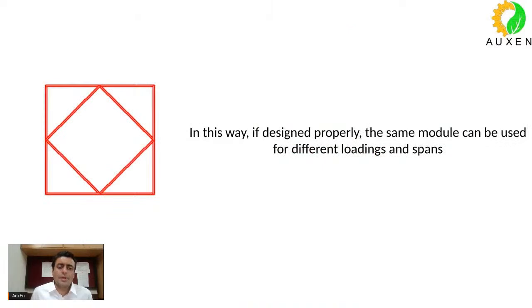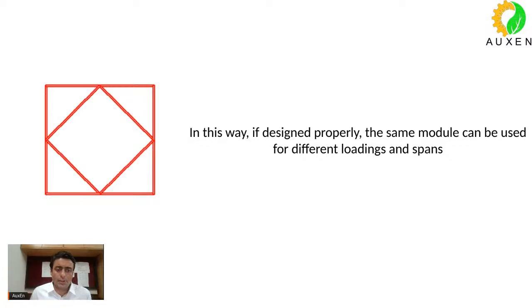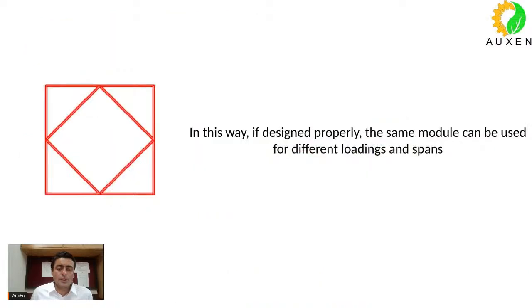Okay, so in this way, if you design this properly, you can use it for, as I just said, different loadings and different spans, and good for load reversal also. Yes, as Mega is saying, it is good for load reversal also because you have the diagonals in both directions to take care of load reversals. So this Bailey's bridge system is an excellent system, and I would personally recommend it to be used in pedestrian bridges. Very efficient system.